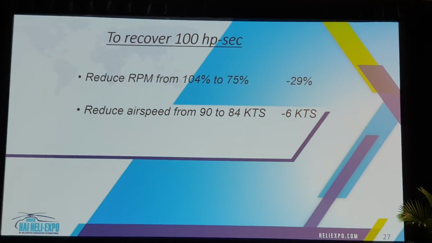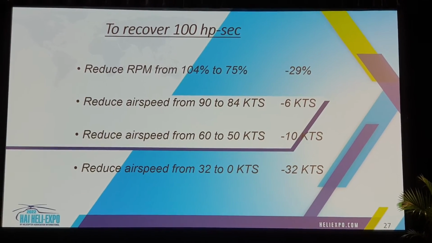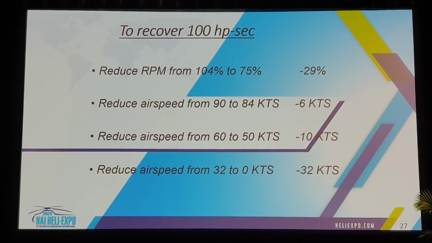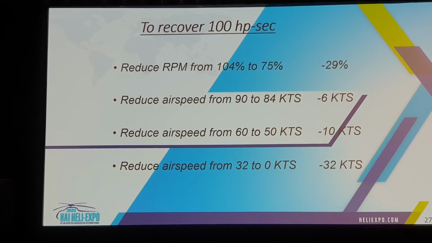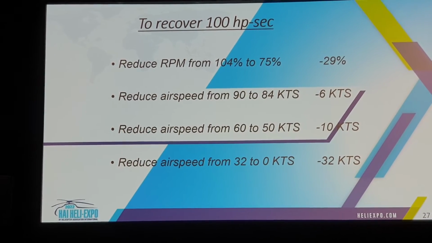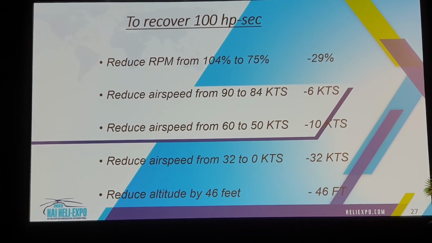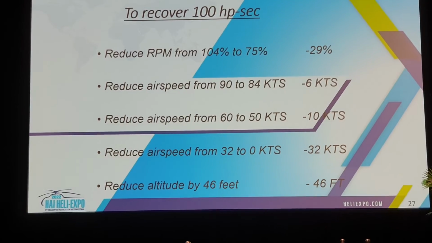However, you notice that the slower we go, the more of an airspeed reduction it's going to take to get that same 100 horsepower seconds of energy. Again, faster is better. And for every 46 feet of altitude we fall, we recover 100 horsepower seconds of energy up through our rotor.